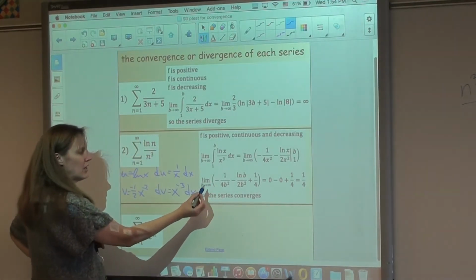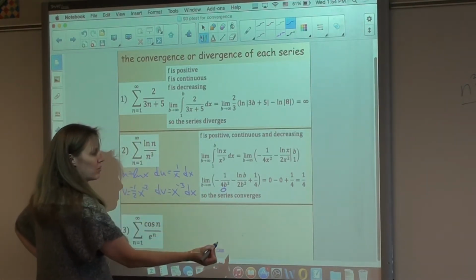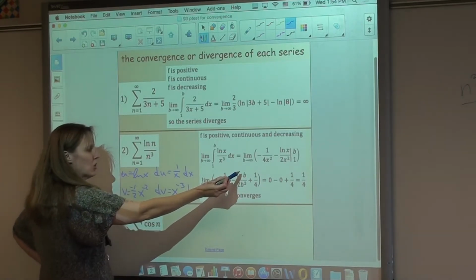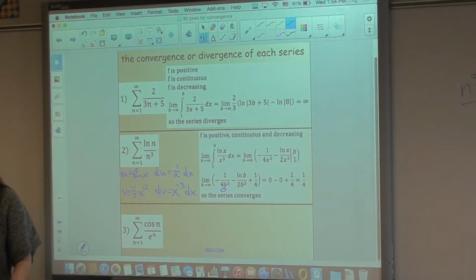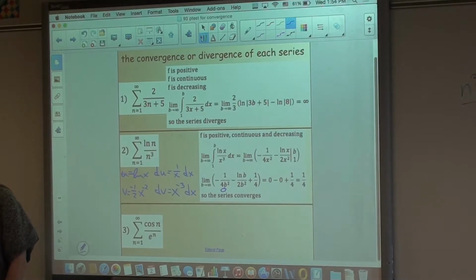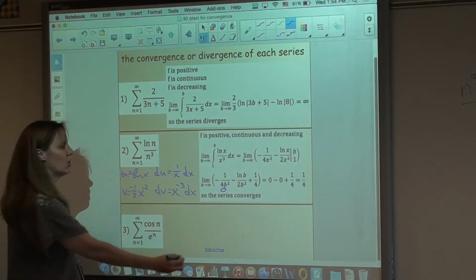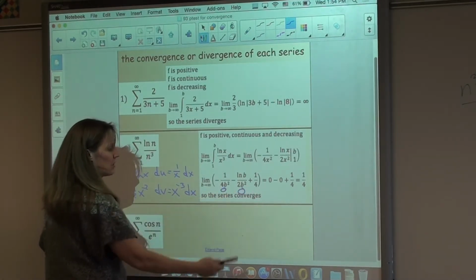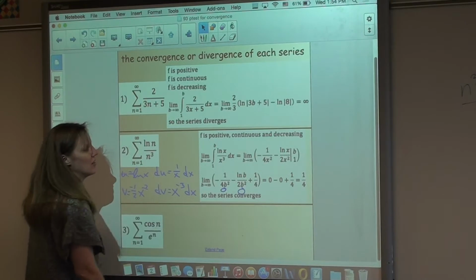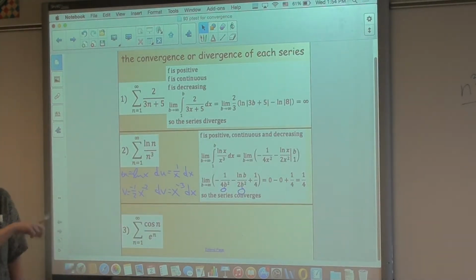When you're evaluating, 1 over infinity is 0, right? Natural log infinity over 2 times infinity squared. How can we just look at that and know it's 0? What method? Slow over fast. Yes, fantastic. Comparative growth rates, right? So you could L'Hopital, but it's comparative growth rates. So you get 0 minus 0 plus a fourth. So the integral converges to a fourth.